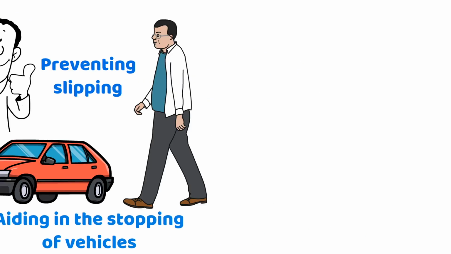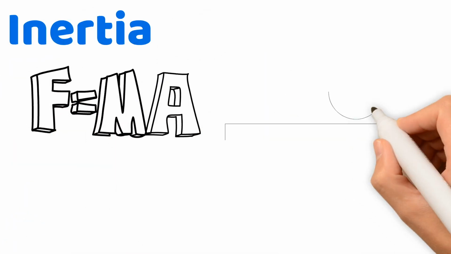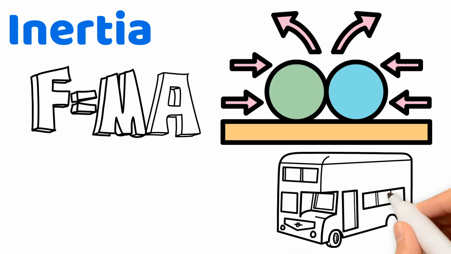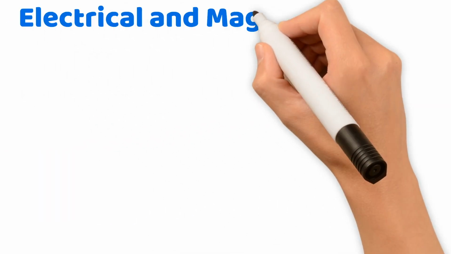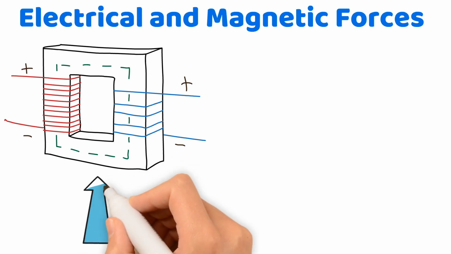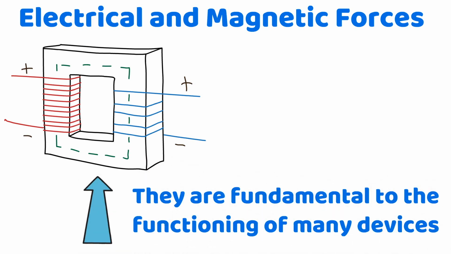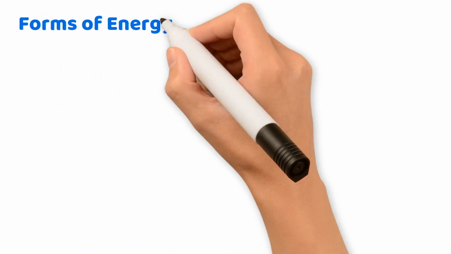stopping of vehicles. Inertia. Defined by Newton's first law of motion, inertia is the tendency of an object to resist changes in its state of motion. The greater the mass of the object, the greater its inertia. Electrical and magnetic forces. These forces govern the attraction or repulsion between charged particles or magnetic poles. They are fundamental to the functioning of many devices, from electric motors to household appliances.